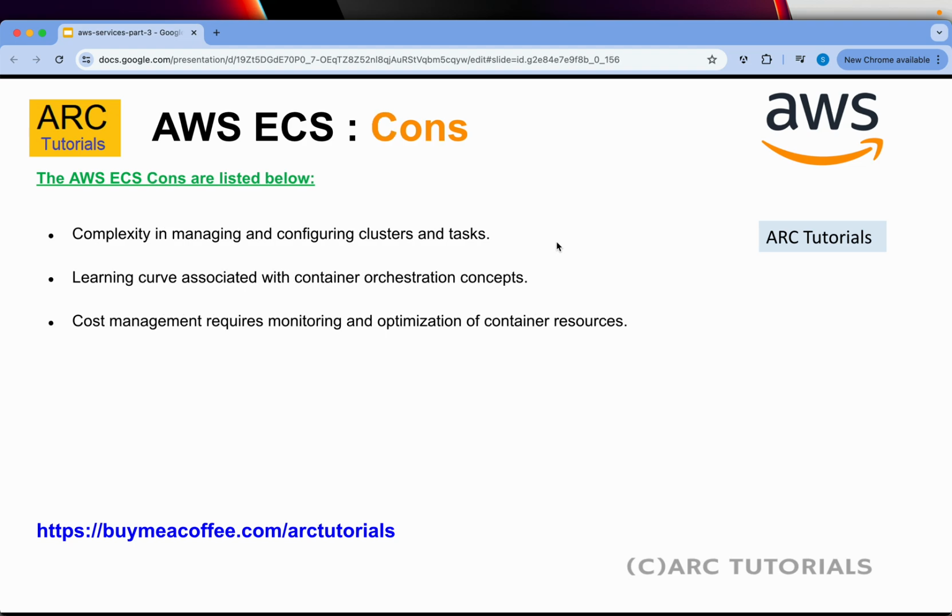So what are some of the cons? Again, when you talk about managing large clusters and a large number of tasks that are distributed across different Docker containers, it can get a little complex in managing and configuring them. If you are new to AWS, if you are new to Docker containers, the learning curve will be a little bit high compared to someone who already comes with that background. Cost management, make sure that you always keep an eye and a budget for the container resources that you are allocating. You optimize them so that you don't have a surprise in your bill.